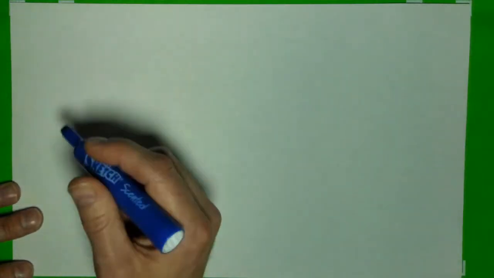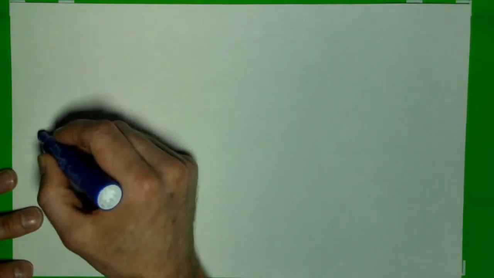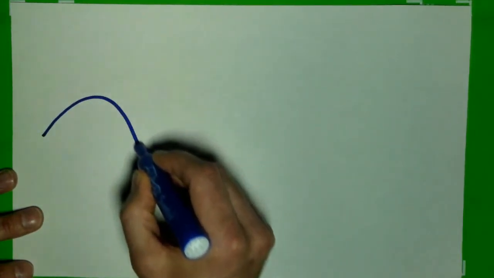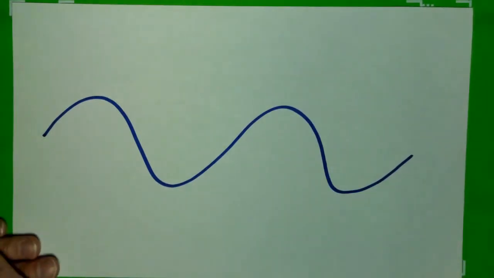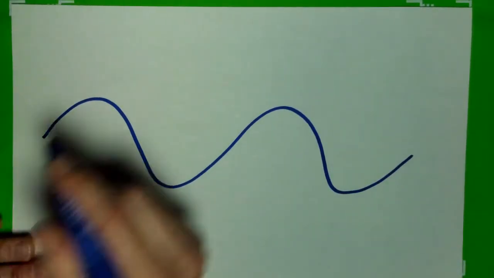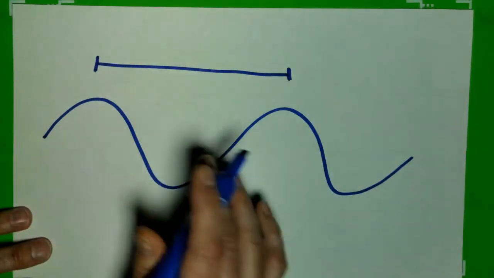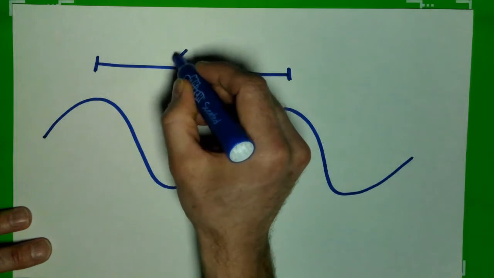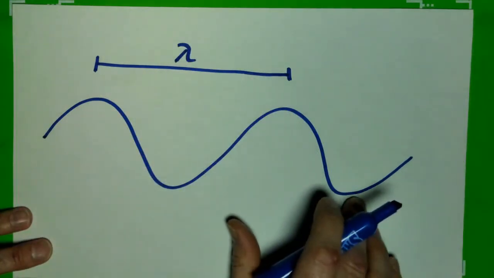Let's describe the physical features of a wave. Let's suppose I have this wave here. We've talked already that the distance between two of the same features, so crest to crest, would be an example of the wavelength. Valley to valley would be an example of wavelength.